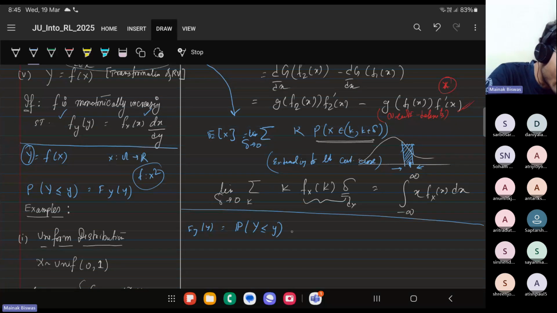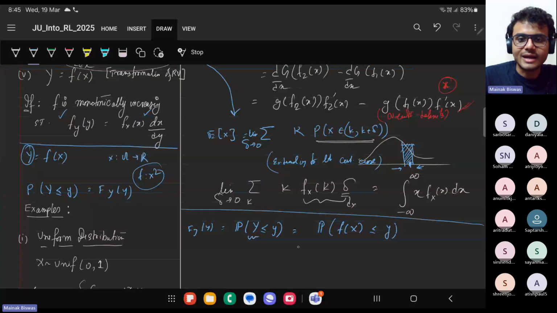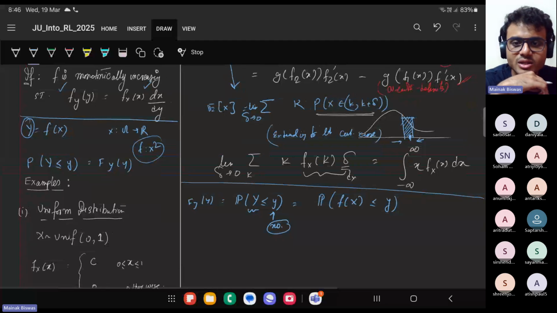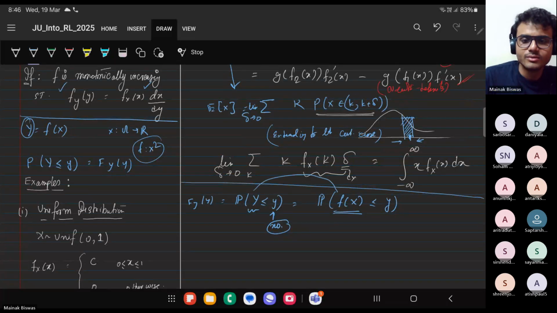So what can I write this as? This is P of f of x less than y. Yes or no? So remember that the small y is a number that you select, but anything on the left side is the random variable. So I can replace the y, which was the random variable, with the function of the random variable.